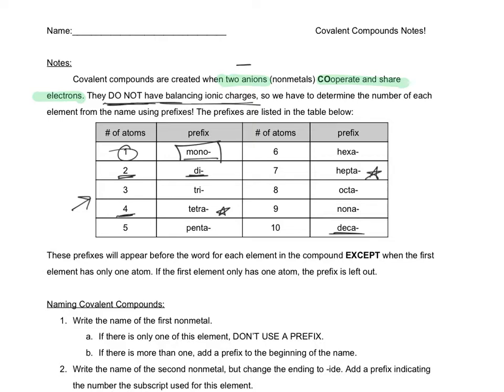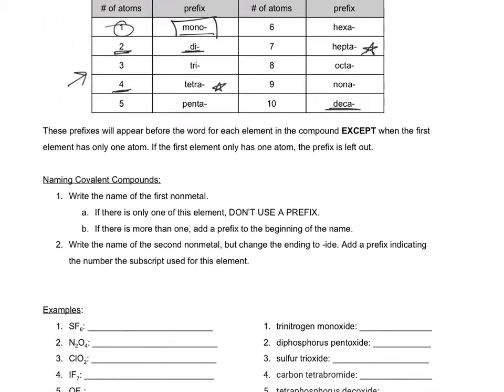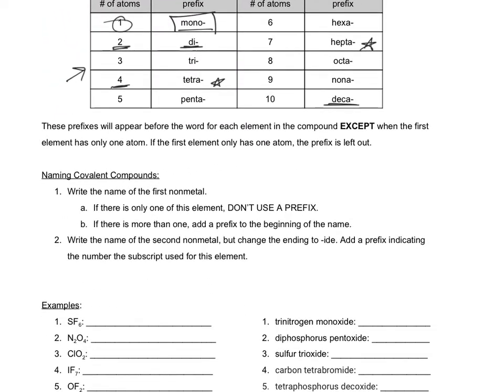We're going to go over naming covalent compounds, and then we'll look at some examples. In naming covalent compounds, you write the name of the first nonmetal, because there are two nonmetals, and you give it a prefix unless there is only one. If there's only one of the nonmetal, you don't use a prefix, you just write it down. Then you write the name of the second element, but you change the ending to IDE, just like we were doing with nonmetals in ionic compounds. And you do include a prefix for this one. Let's go ahead and look at an example down here.